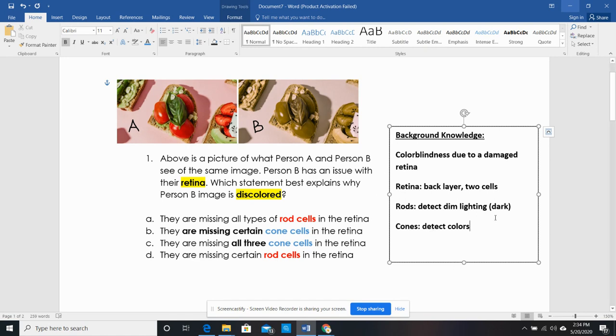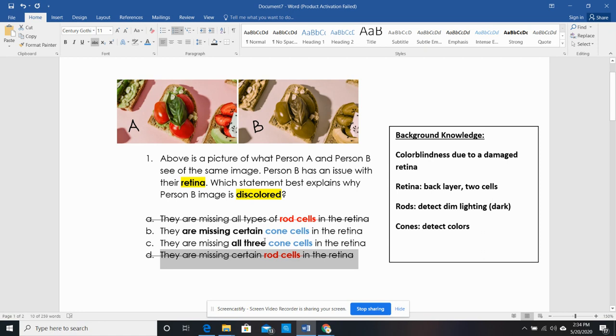So looking at this in my background knowledge, immediately I can cross out 2 answer choices. What answer choices can I cross out based on my background knowledge? If you said answer choice A and answer choice D, then you are correct. I can cross those out because they're talking about rod cells. This person isn't having trouble seeing in the dark, they're having trouble seeing color. So I'm dealing with cone cells. Now let's look at B and C.